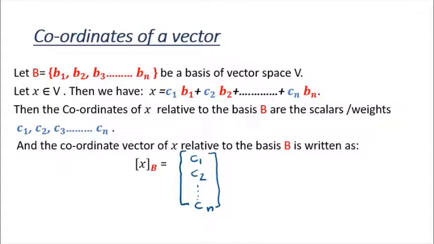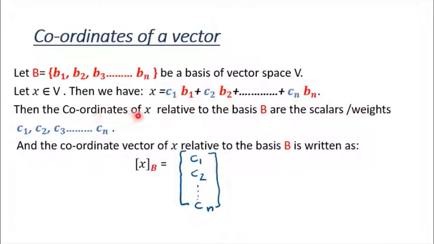Now let me define what are coordinates of a vector. Let B, the set containing b1, b2, b3 and so on bn, be a basis of a vector space V. Let x belong to V. Then by the previous theorem we have x is equal to c1 b1 plus c2 b2 plus and so on plus cn bn in a unique way. The set of scalars c1, c2 and so on cn are unique.